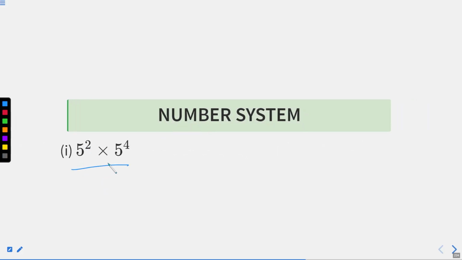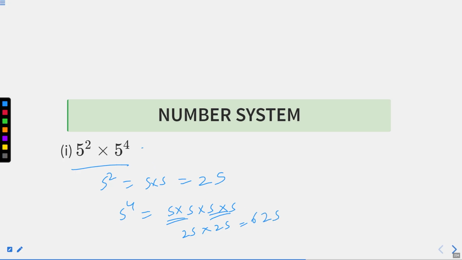5 square times 5 raised to the power 4. We know 5 square is 5 times 5, which is 25, and 5 raised to the power 4 is 5 times 5 times 5 times 5, which is multiplying 5 by itself 4 times. So 5 times 5 is 25, and 25 times 25 is 625. Now just multiply both of the numbers: 25 times 625, and you will get your answer.